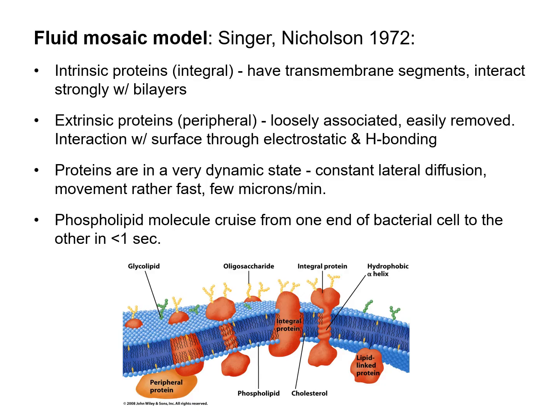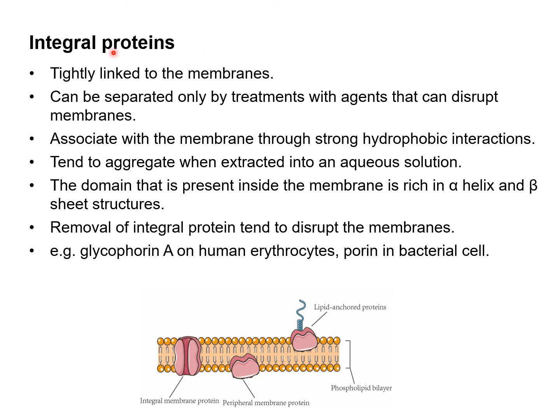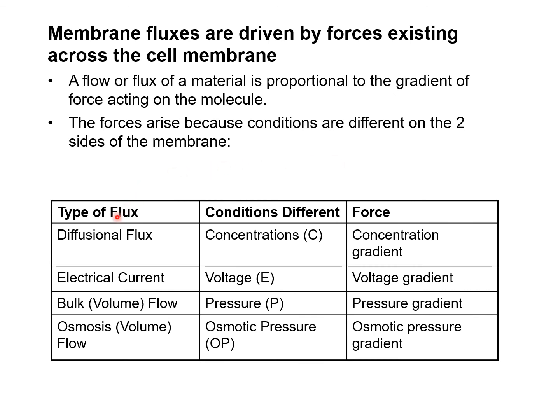And we've discussed the fluid mosaic model, which suggests different types of membrane proteins as well as their dynamics. In part 2, we talked about different membrane transport proteins. The first one was integral protein, and we also talked about peripheral membrane protein, lipid-anchored protein, glycoproteins, and so on. And membrane fluxes are driven by these different types of forces.